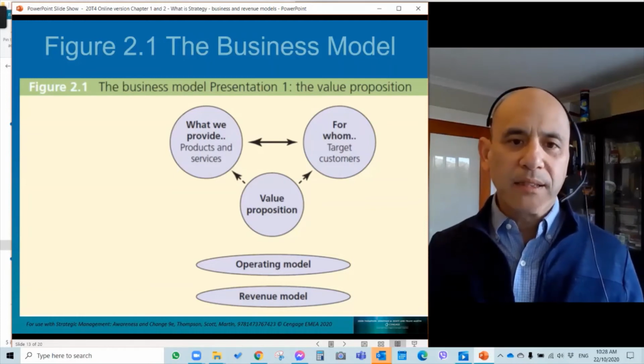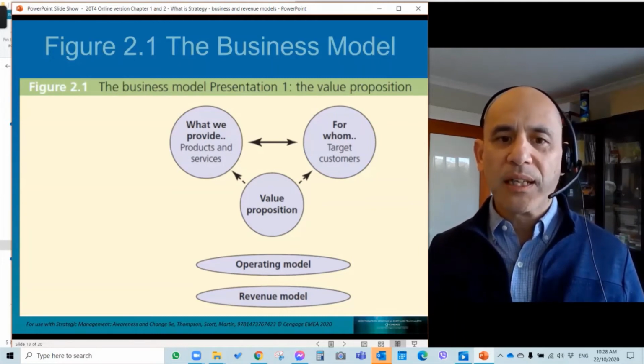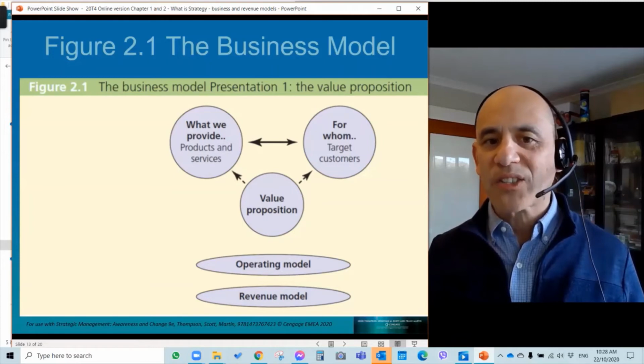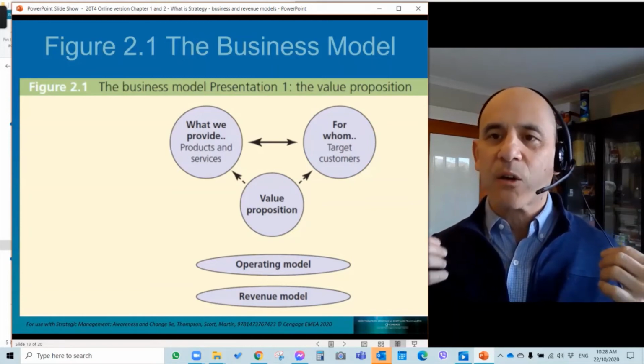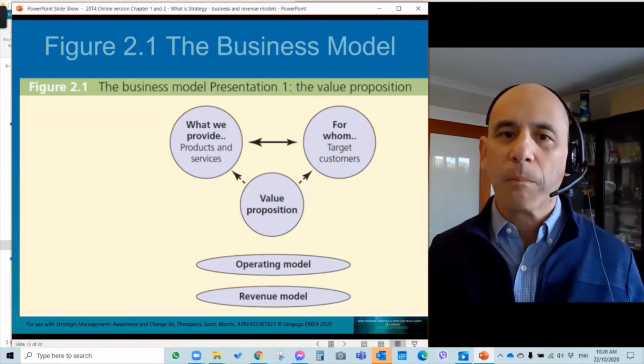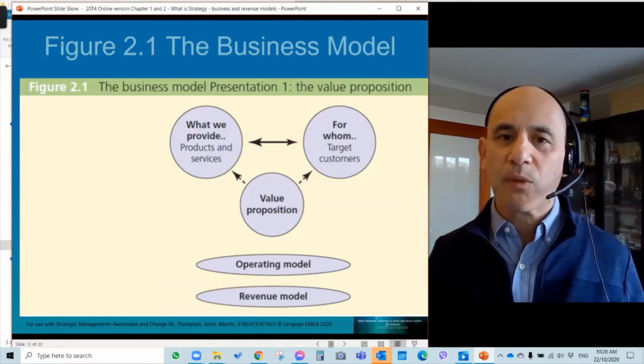When we look at the operating model and the revenue model, these are actually quite similar aspects. But this, again, would be more activity-based, and there are components of the overall business model. So in other words, it's more specific when we talk about the revenue model.